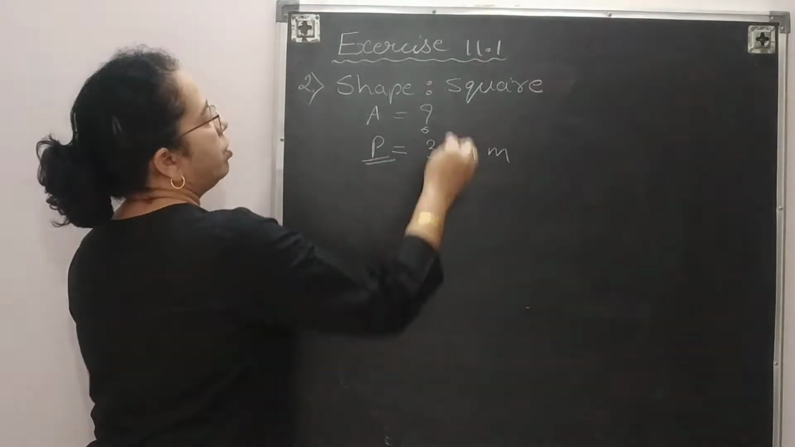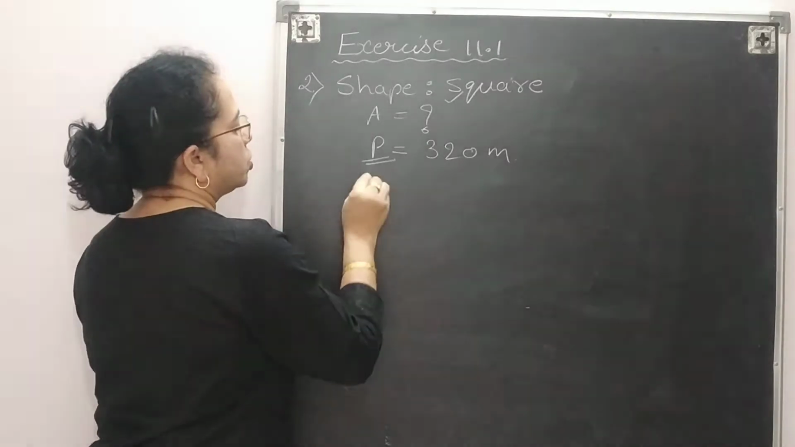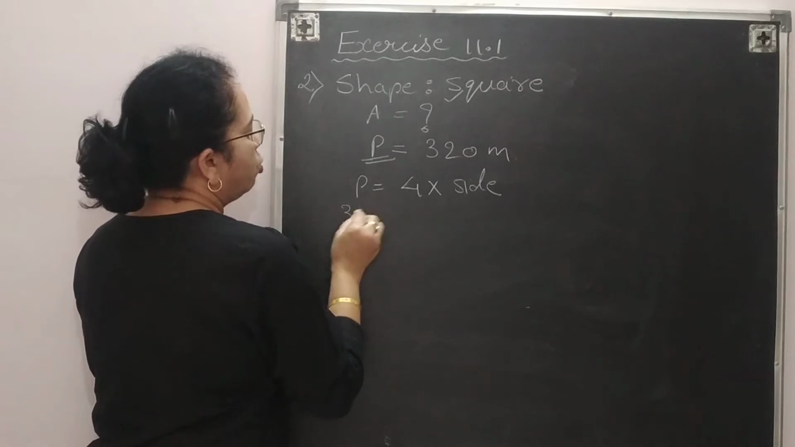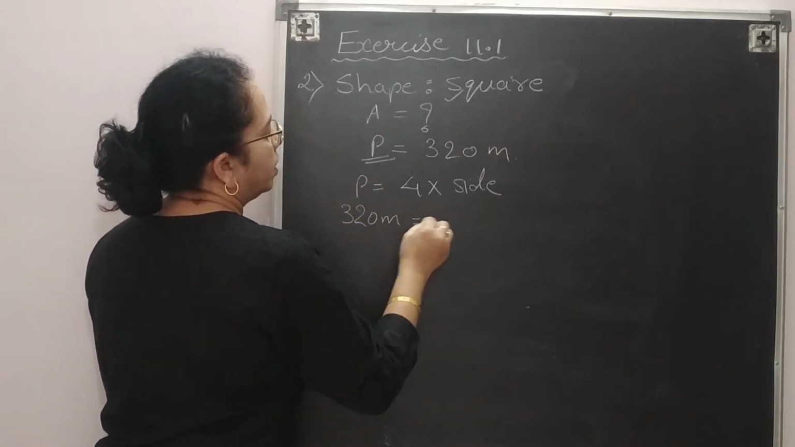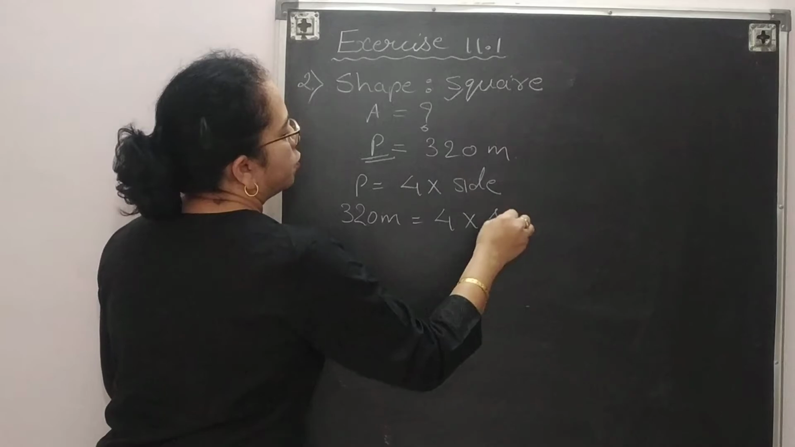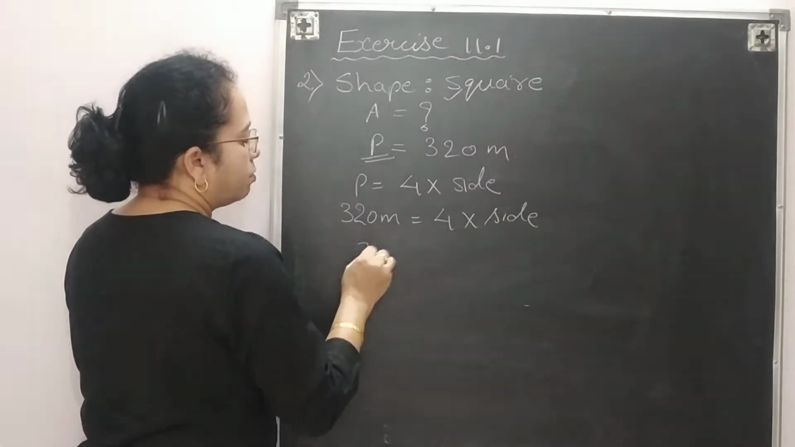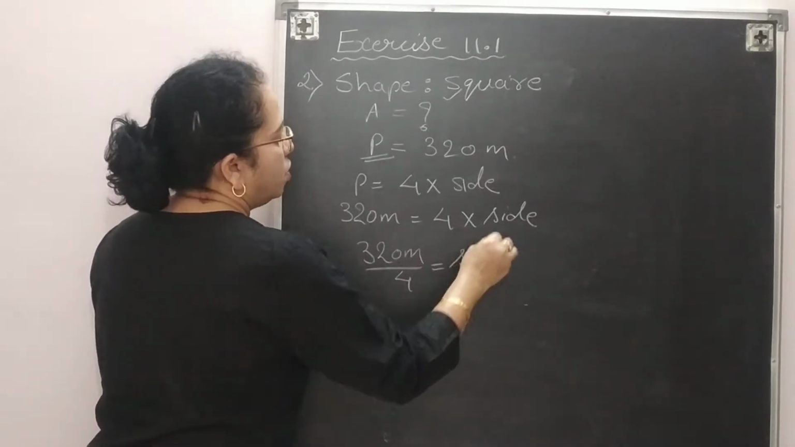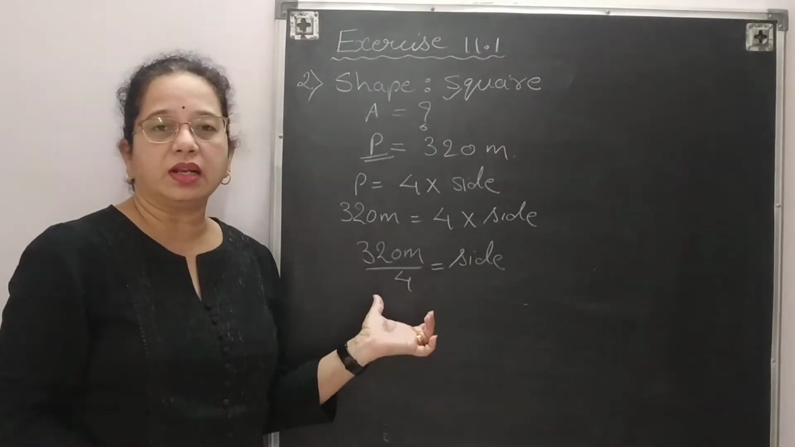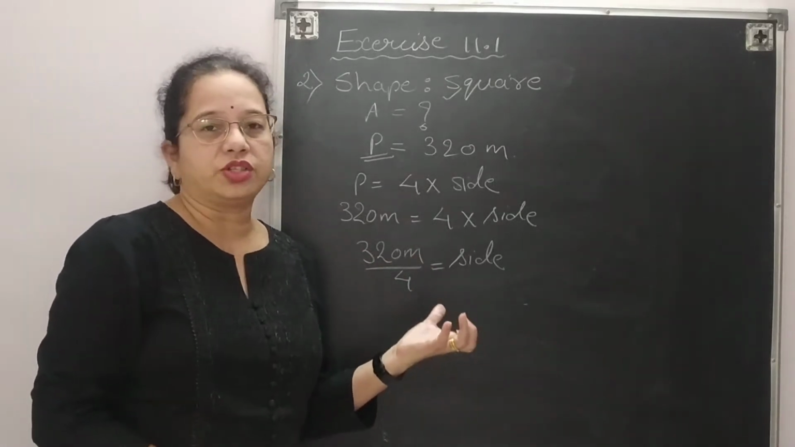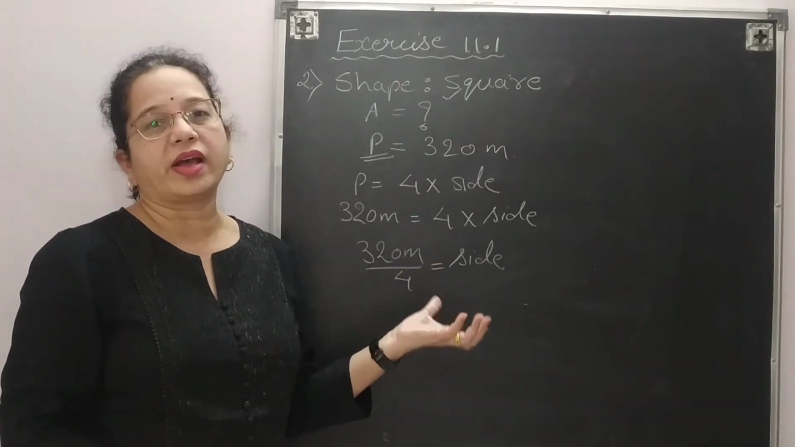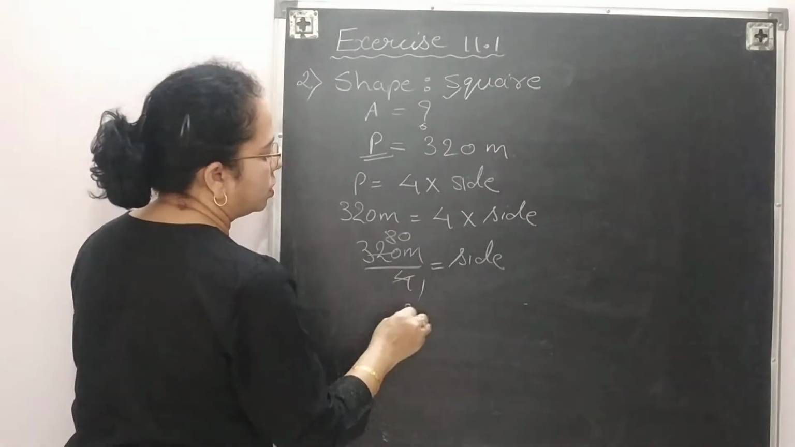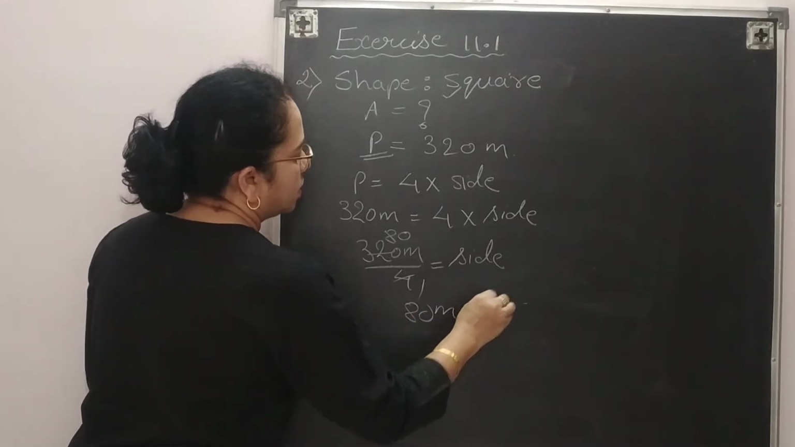Perimeter is given, so we will use the formula for the perimeter of a square. So what is the formula? 4 into side. Substitute the value. Perimeter is given, 320 meter, equals 4 into side, which you are supposed to find out. Since this 4 is in multiplication, on the left hand side it will come in division. You can cut the numbers. For how to cut the numbers or multiplication of fractions, you can watch my video for the fraction topic. Okay, so 4 ones are 4, 4 eights are 32 and one more 0, so 80 meter is the length of the side.